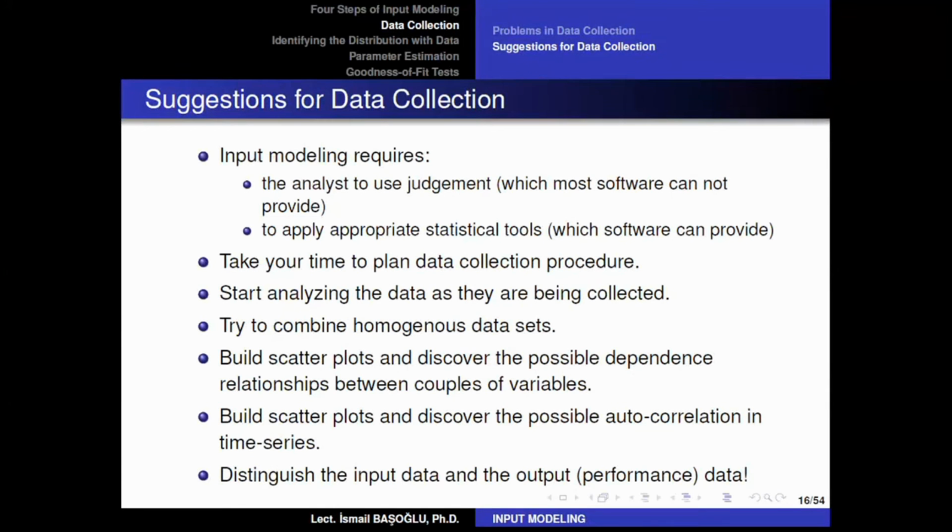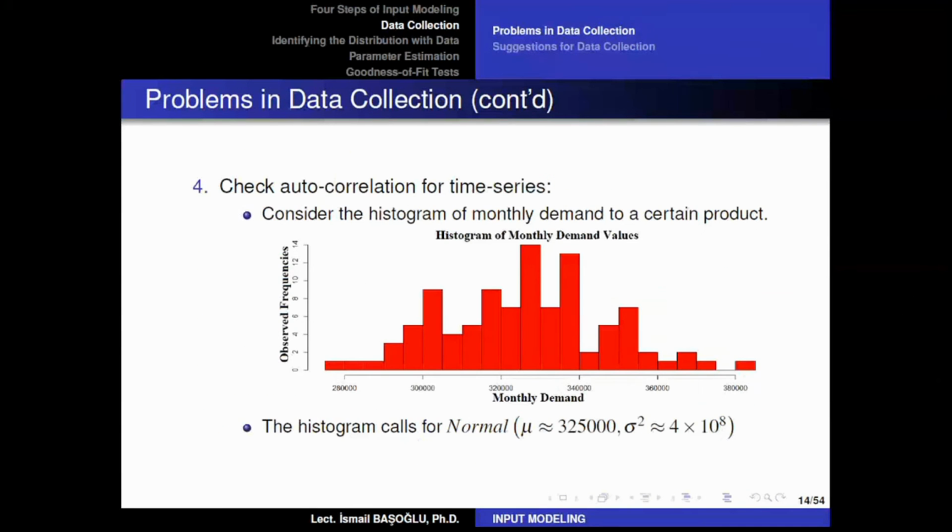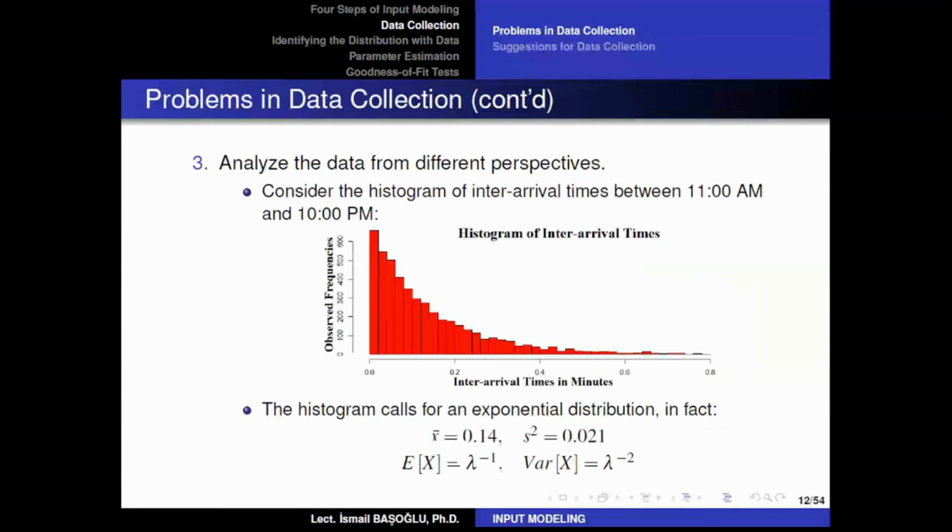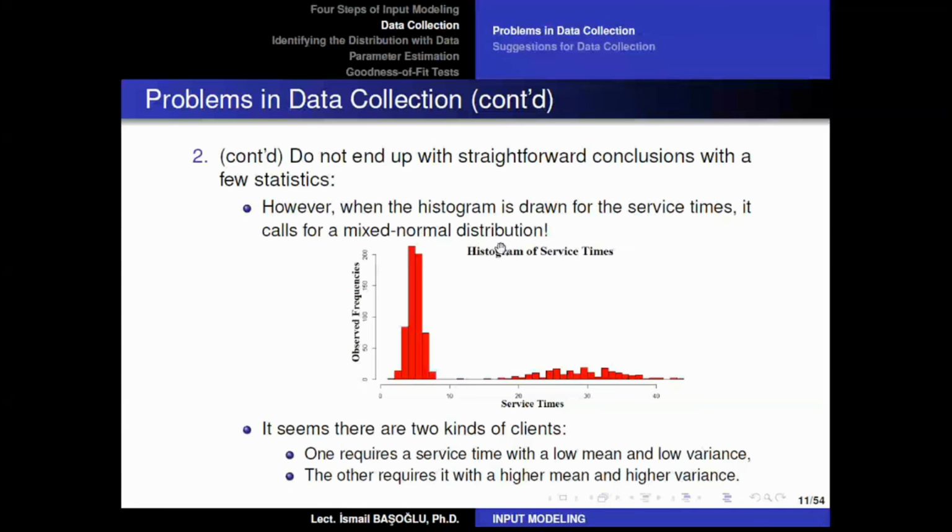And also sometimes we need to plot two variables with each other. For example, if you plot the service times of these customers with the types of the customers, so let's just say the first type of customers are called customer 1, and the second type of customers are called customer 2.